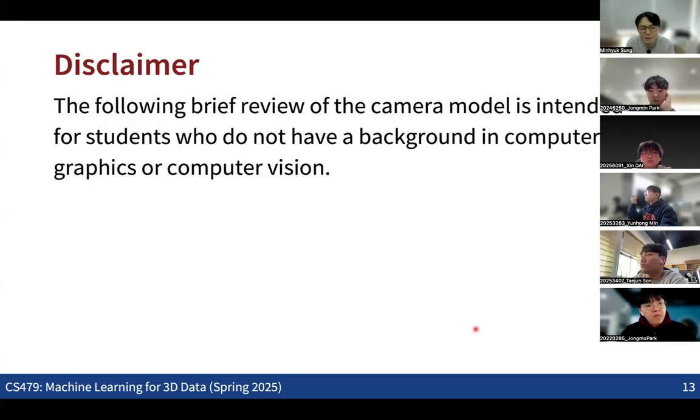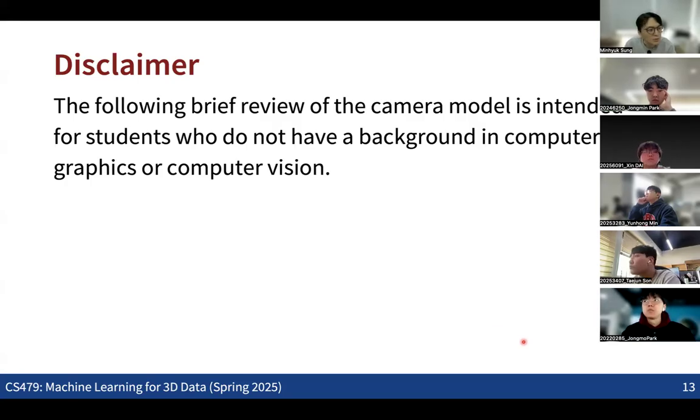So we won't have time to discuss every single detail of the camera model. If you're more interested in the camera model, I recommend you take an advanced graphics or vision course, which is the best place to discuss more details.